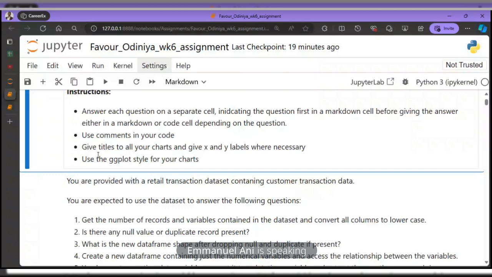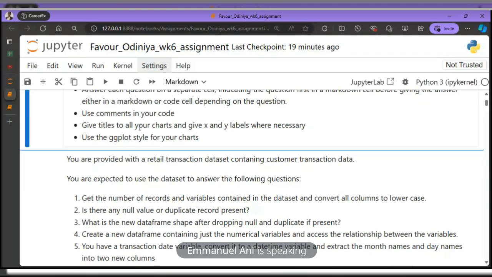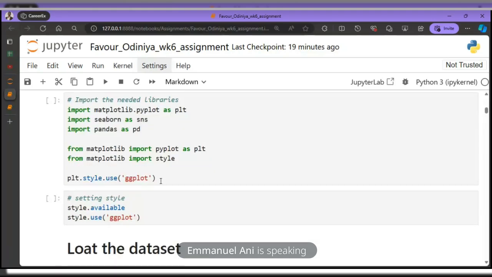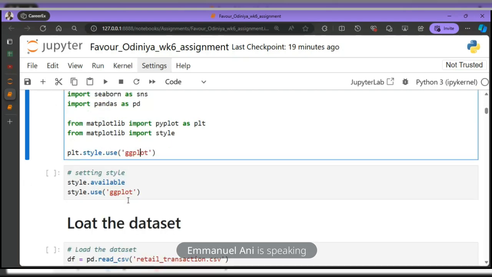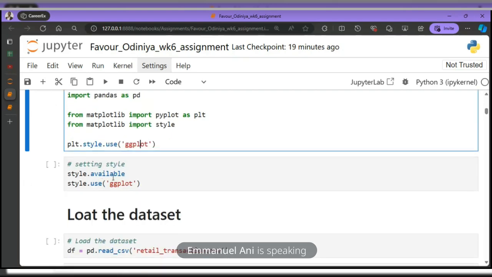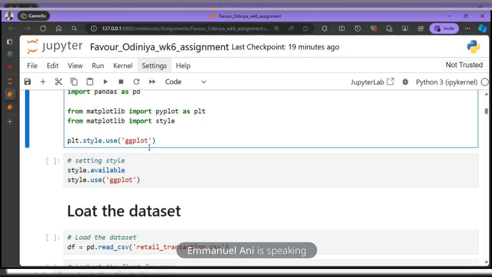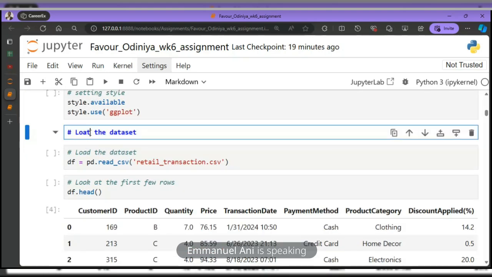So the last instruction here is to use the ggplot style for your chart. Now, I think some persons missed this. There were a few assignments I saw where some didn't do this. All right. I showed us how to do it in the last class. I needed you to use ggplot. So if you come here, you see that Favor did it here. I showed us how to check for the available styles in matplotlib, and you can just pick the one you need. But in this particular assignment, we need to use ggplot, so we just have to use this particular syntax. All right, there's a typo, it's load, not lode.